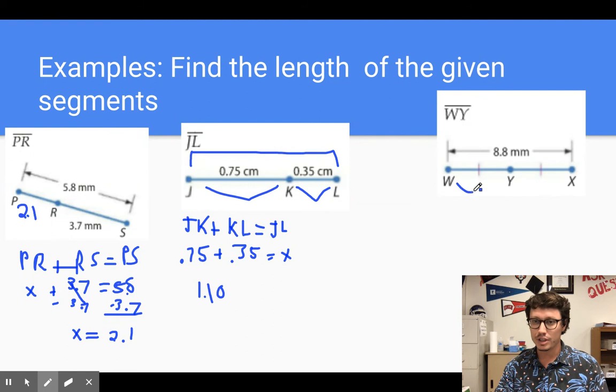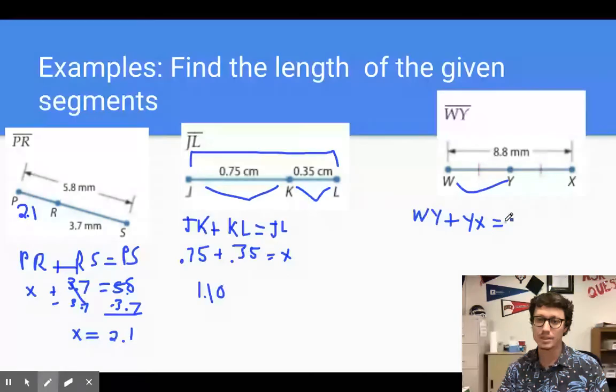find the length of WY. That's what we're looking for. Notice they don't give us anything except for the entire length. Well, let's do the same thing. We know that WY plus YX has to equal WY, right? Now, this one we only can plug in and we can only substitute 8.8.